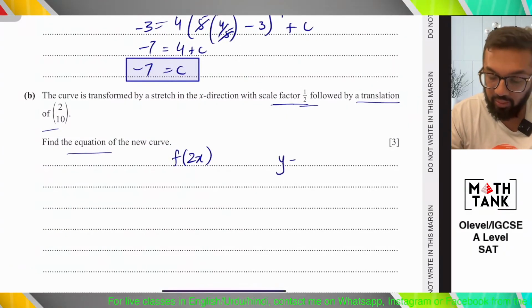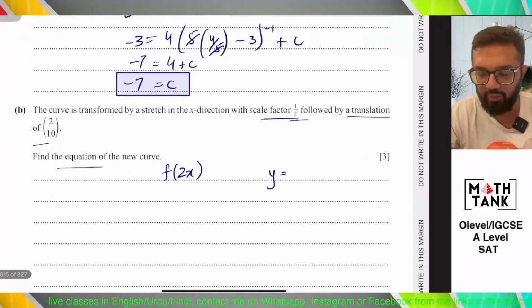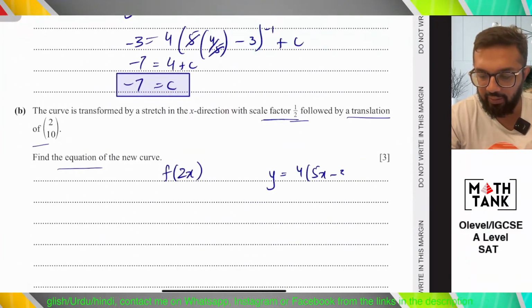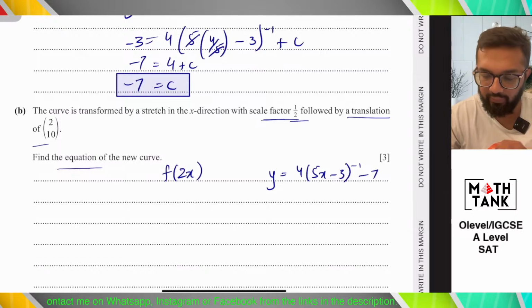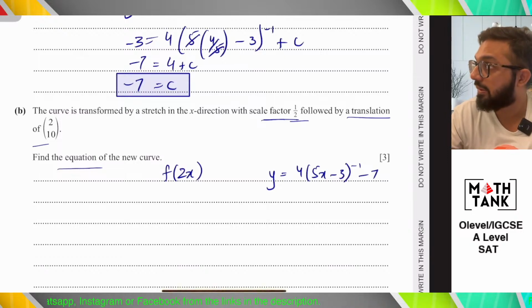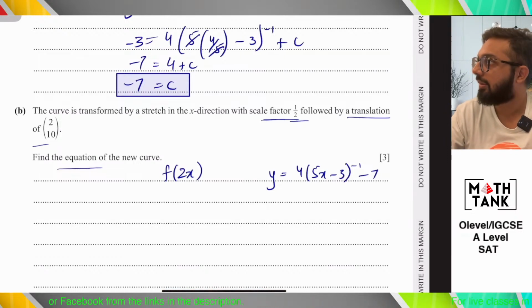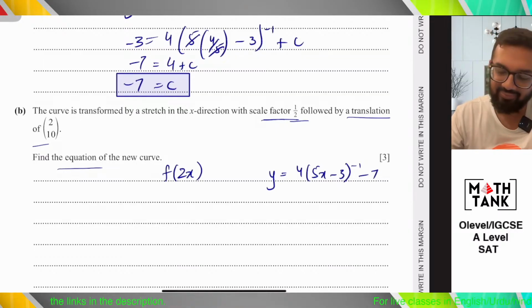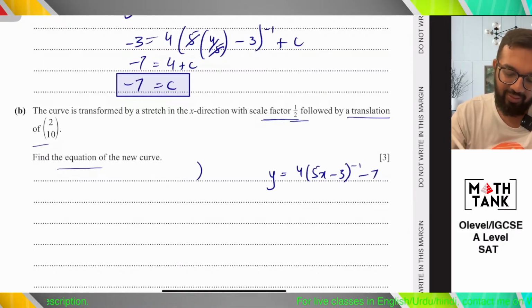Okay, how will I find f of 2x? My equation is what? 4, 5x minus 3 to the power minus 7. So f of 2x.